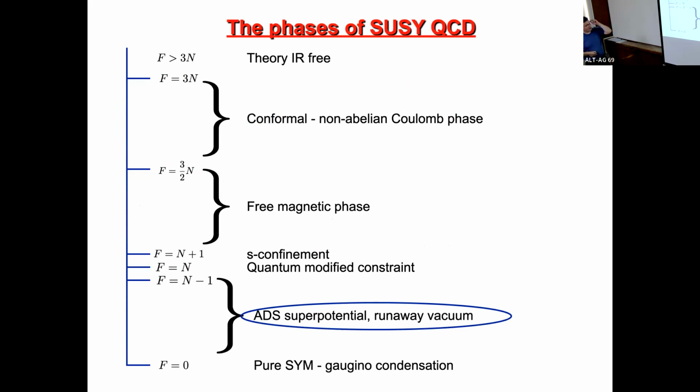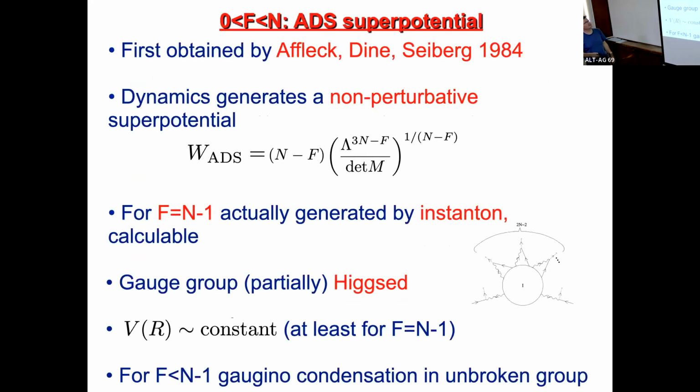Now if there are some flavors, but the number of flavors is relatively small, then something weird is happening. There will be a so-called ADS superpotential. This is with a capital D and stands for Dine. This is the Affleck-Dine-Seiberg superpotential that is generated, and there will be a runaway vacuum in the theory. So what happens here? This is one of the few results that was already present before '94. It was found by Affleck, Dine and Seiberg in '84, actually, 10 years before all the other results.